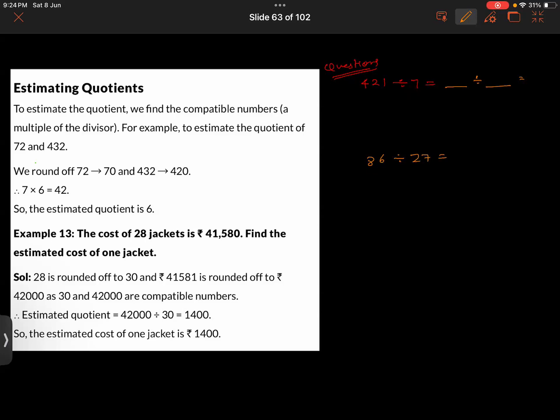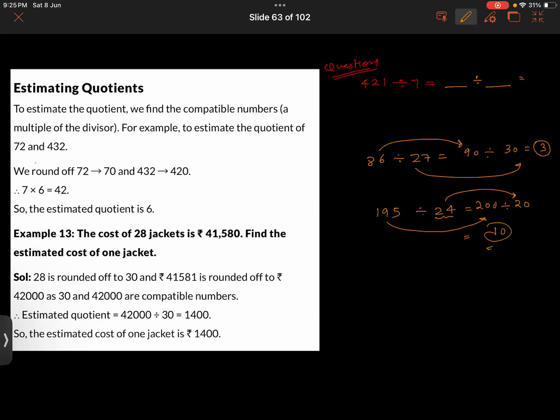For example, let us say you have 86 and 27. So 86 is rounded off to 90, 27 is rounded off to 30, right? 90 divided by 30 gives the quotient as 3. Or take one more example. You have 195 divided by 24. So 195 is rounded off to 200. 24 is rounded down to how much? 20. Yes. 200 divided by 20 gives you 10. Are you getting it now?